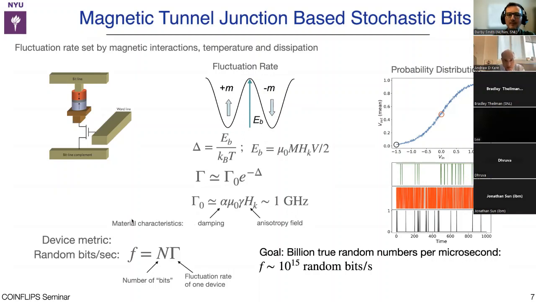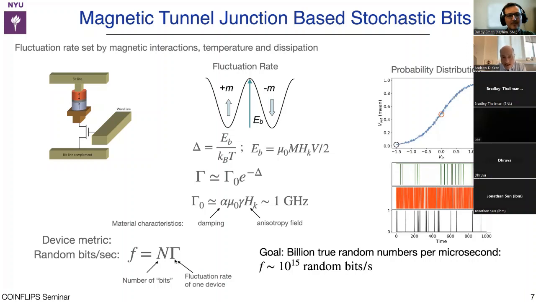So by bias voltage or magnetic fields, you could control the time the system spends in the different states. And one of the goals of our project, and one of the metrics of the COINFLIPS project, is how many random bits we can get per second. And we have a very ambitious goal of billions of random numbers per microsecond, or 10 to the 15 random bits per second. So we have a number of ways to reach that. We have the individual fluctuations of the device and the number of bits. So if we have a megahertz, we could have 10 to the 9th devices. So if we have a giga number of devices, we could achieve this rate, and we can balance this.